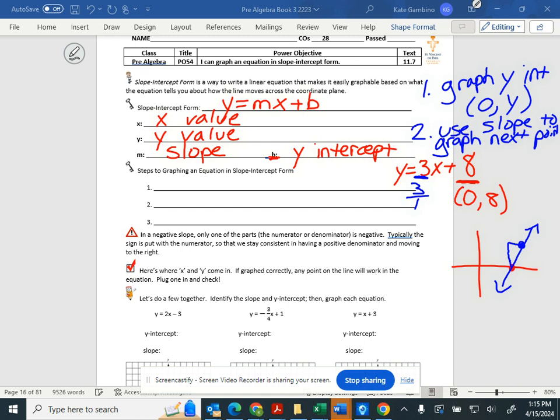Where's my second point going to be? If it's negative, it's going down. If it's positive, it's going up. Any questions on this one?